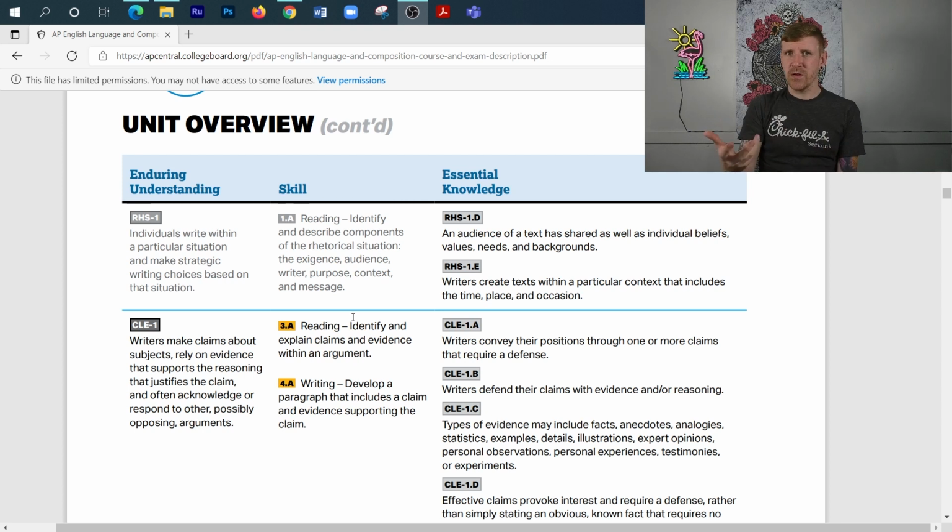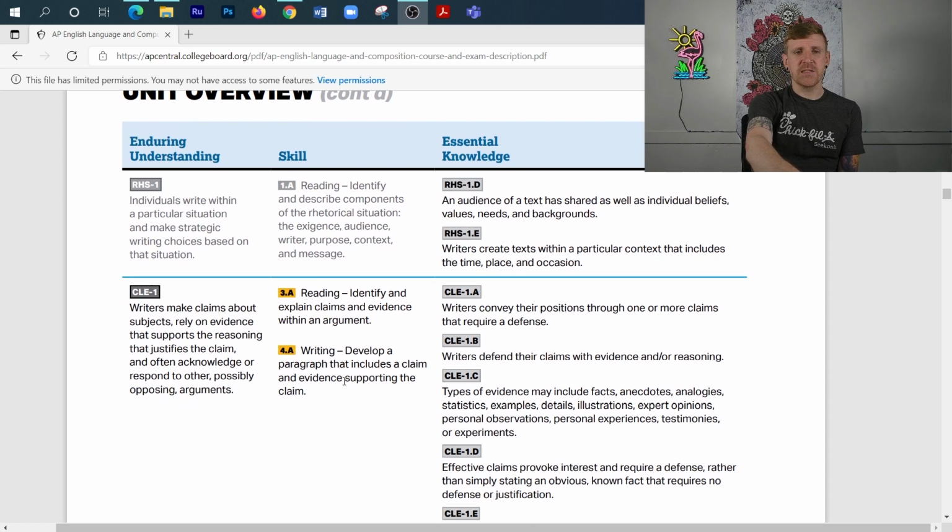But it's rhetorical analysis. On top of that, we have this writing part that says develop a paragraph that includes a claim and evidence supporting the claim. Well, in unit 1 I might not require my kids to develop a full paragraph, but we're going to talk these out all the time.